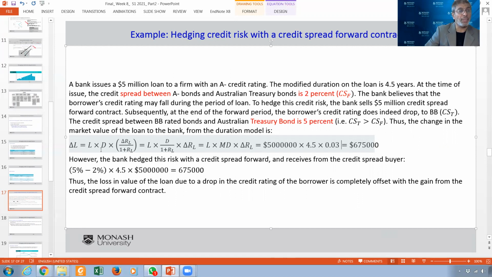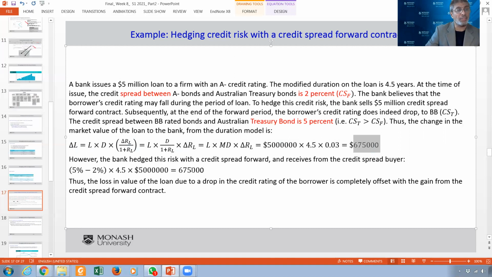Okay, so in this case, the change in the loan will be this amount, which is the loan times the duration times the change in rate. We have seen this product when we calculated the change in loan of 1 plus R. So if you continue with it, we find this to be 675.